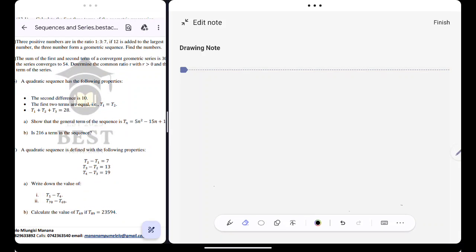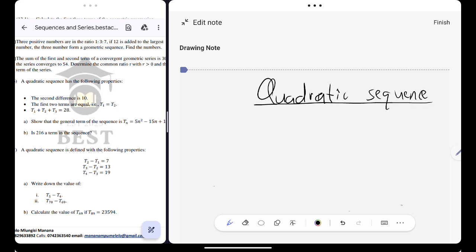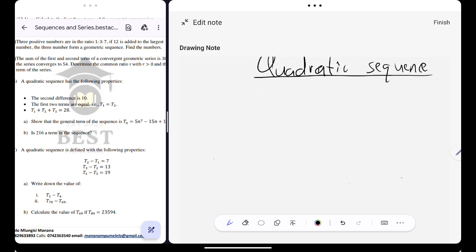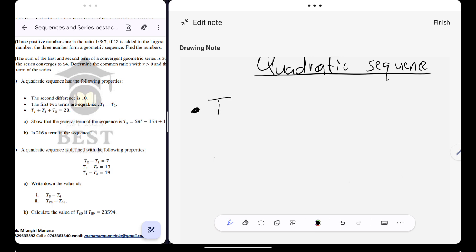Hello everyone, today I'm about to do quadratic sequences. Okay, a quadratic sequence is a type of sequence that has two differences together. The general term for a quadratic sequence is given by this formula.